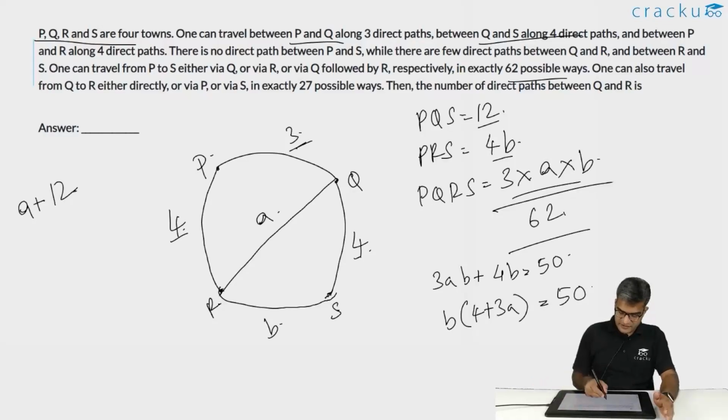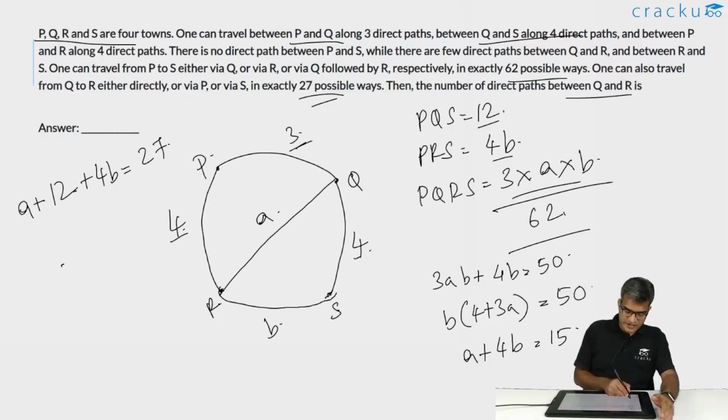Or via S is QSR, that is 4B. This we are told in exactly 27 possible ways. So this is equal to 27, or the value of A plus 4B is equal to 15. Okay. Then the number of direct paths between Q and R is. So we are required to calculate the value of A.